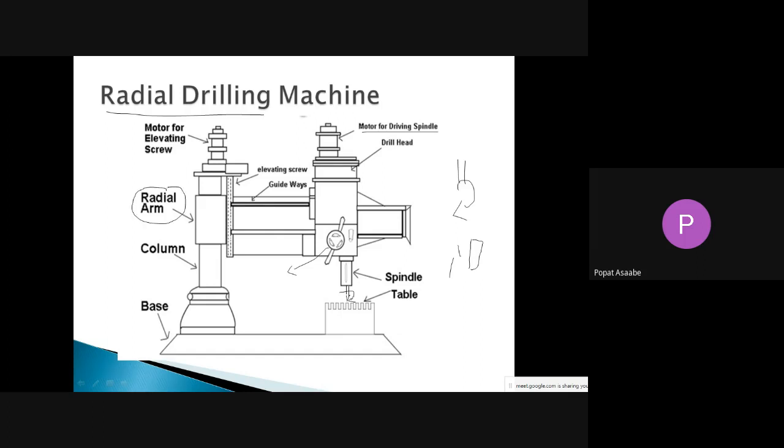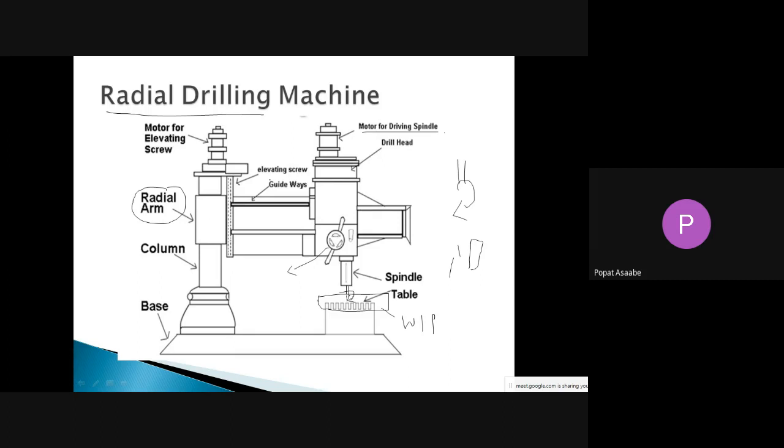We can move the radial arm in a three-degree system, meaning in all directions. Once the heavy-duty workpiece is placed on the work table, it is not necessary to move the workpiece. We just have to rotate the radial arm. With the help of the radial arm we can easily adjust the height of the spindle relative to the workpiece, and then perform the drilling operation on that heavy-duty workpiece. This is about the radial drilling machine.